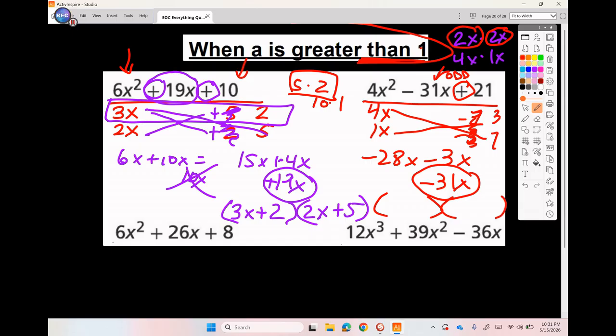The top part is 4x and a minus 3 over there. And the bottom part is 1x and a minus 7. Those are your factors. I recommend using this method. It's up to you, right? More work, but if it leads to correct answers, I don't mind. I can grade it either way.